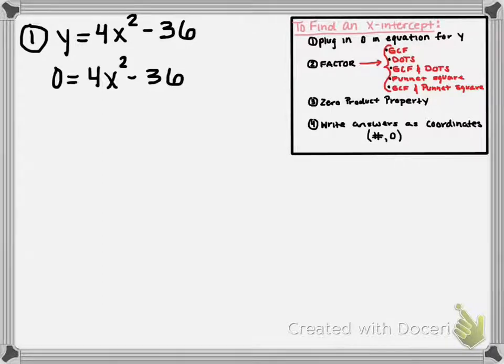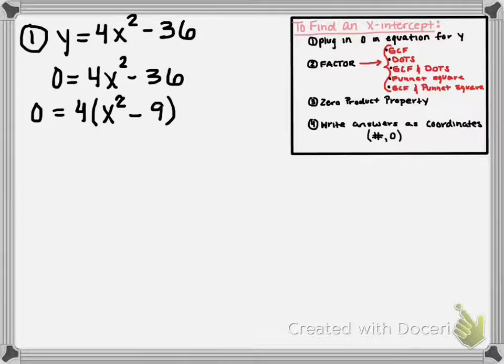Step number 2 asks us to factor. So we always want to start by looking for a greatest common factor when we do factoring. And in this case, I do see a greatest common factor because we can pull out the number 4. So I'm going to pull out a 4, and when I bring out the greatest common factor of 4, I'm just left with, in my parentheses, x squared minus 9. And again, that's still equal to 0.